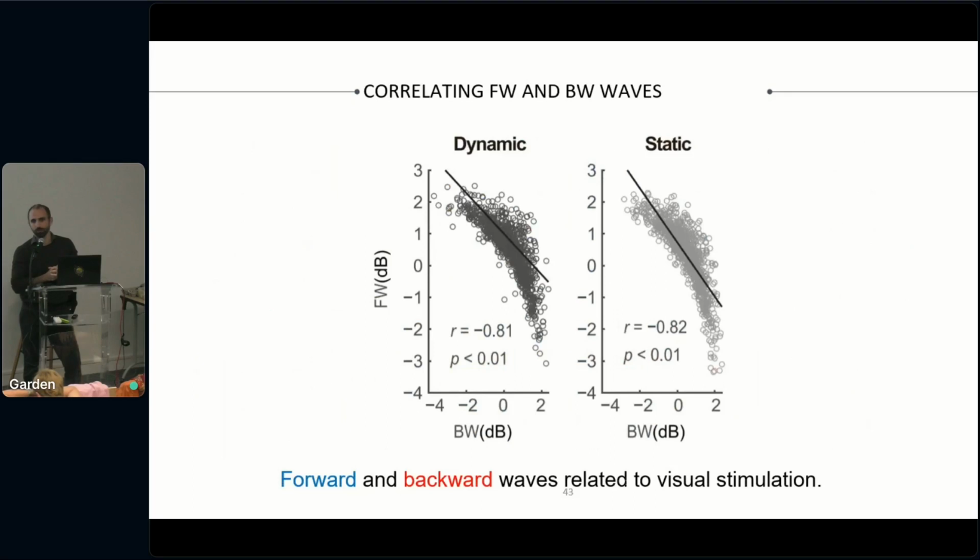Sure. Yeah, I don't know. I wouldn't know what would happen. I guess they would cancel each other out. I guess it depends on their phase, and you would see either a standing wave or you wouldn't see much because they cancel each other out. But that's not exactly what we see in the data. But it's a good point. I don't know exactly what would happen in the model.